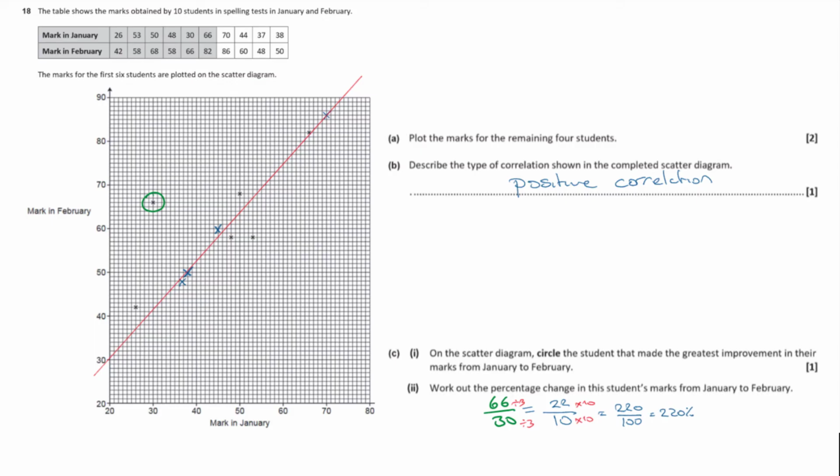Now, it doesn't mean it's gone up by 220%, because if you consider 30 to be 100%, then if he's now at 220%, he's gone up by 120%. So you always start with 100. So 100 to 220 is an increase of 120%. So that is a 120% increase. Okay, because you started with 100.